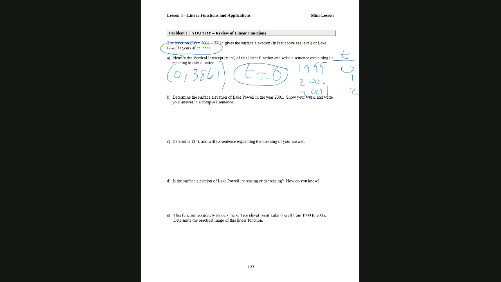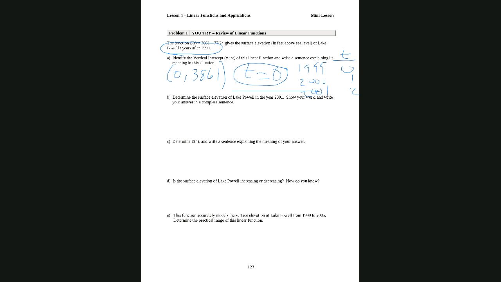So what this y-intercept means is that in 1999, which is 0 years after 1999, the surface elevation of Lake Powell is 3861 feet above sea level. That is it. So in 1999, the surface elevation of Lake Powell is 3,861 feet above sea level. So you can write that in your workbook.